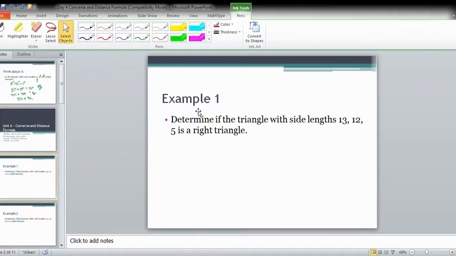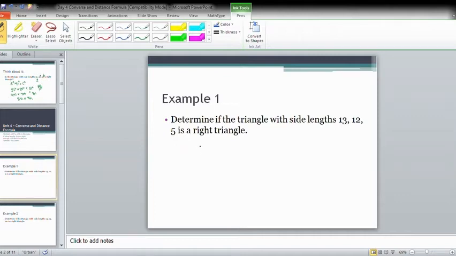So example 1, go ahead and see if we can figure this one out. Determine if the triangle with side lengths 13, 12, and 5 is a right triangle. Pause it, come back, see if you're right. All right, so 5, 12, and 13.